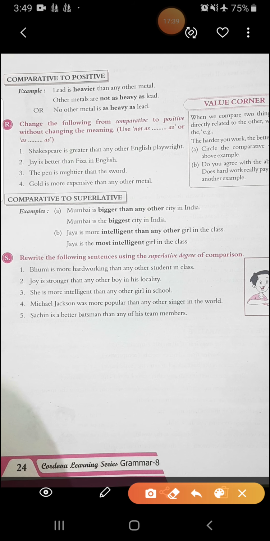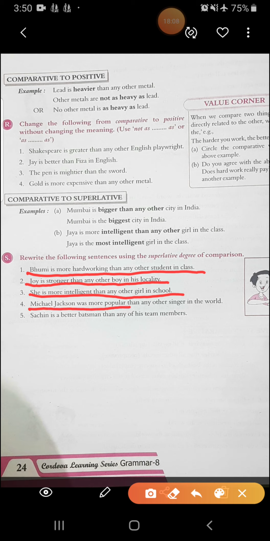See what is there? Bhumi is more hardworking than any other student in class. What will be the answer? Bhumi is the most hardworking student in the class. Then Joy is stronger than any other boy in his locality. Joy is the strongest boy in his locality. Third, she is more intelligent than any other girl in school. She is the most intelligent girl in school.